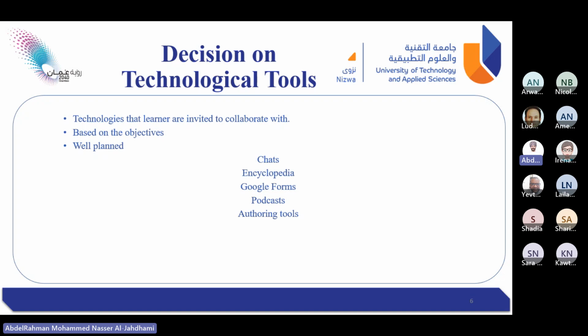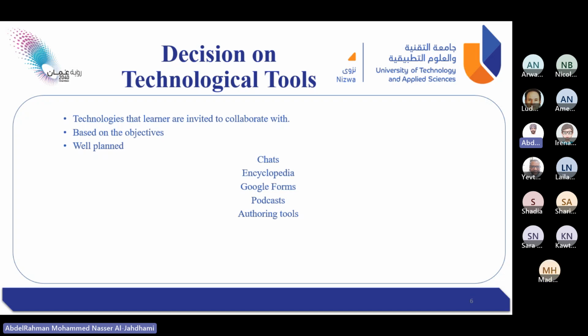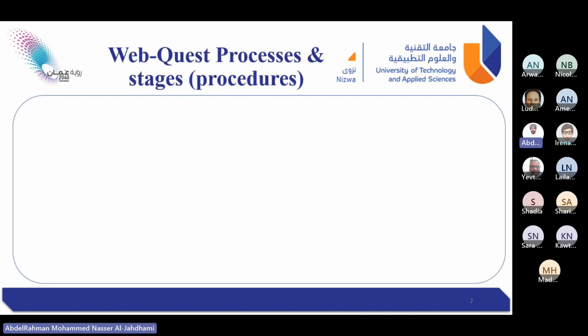Authoring tools are the tools with which students create content on the web in general, for example, Google Classroom. We also have word processors like Microsoft Word or Google Docs, blogs, wikis, emails, and so many other technological tools. When you decide which one to choose, it is based on the objectives of your web quest.